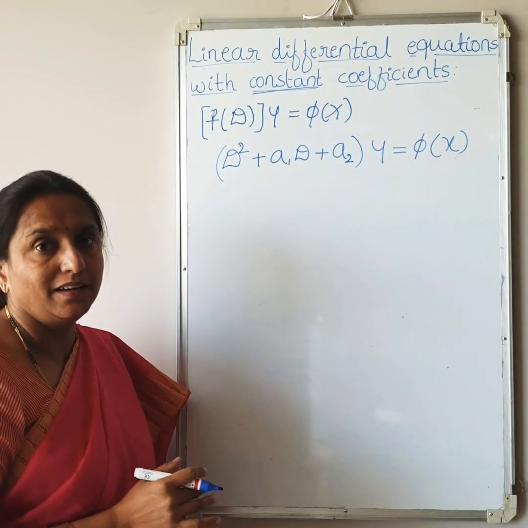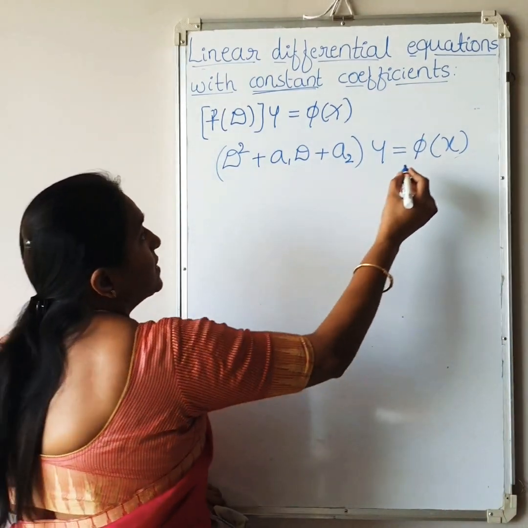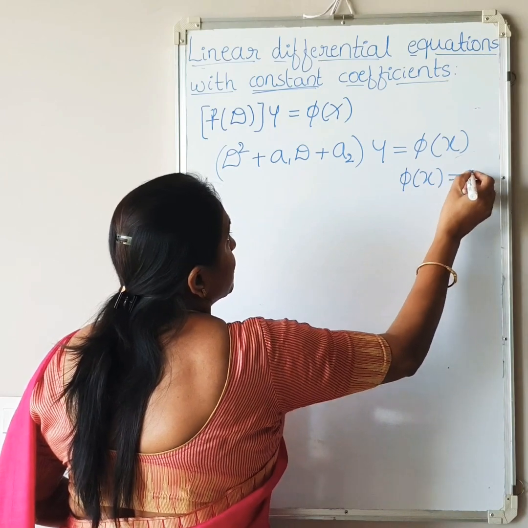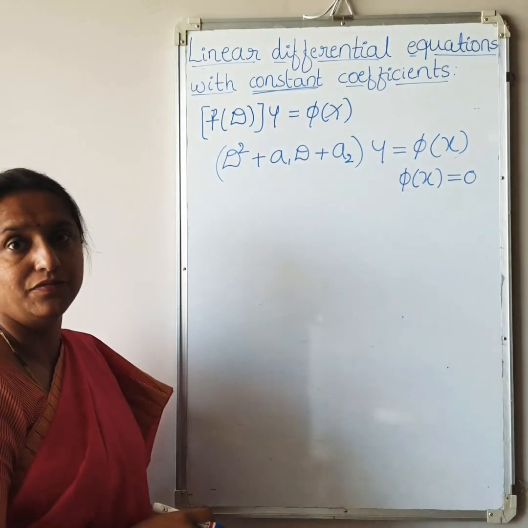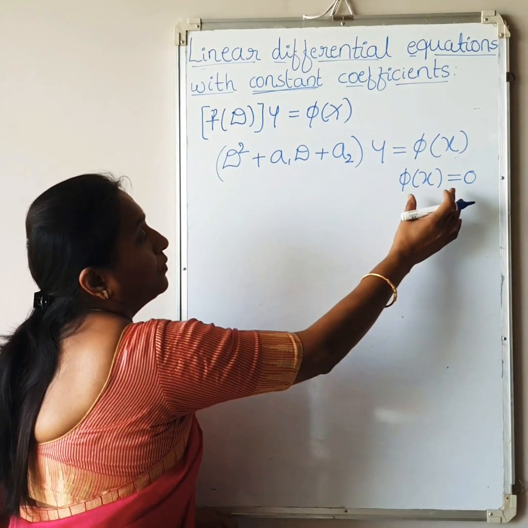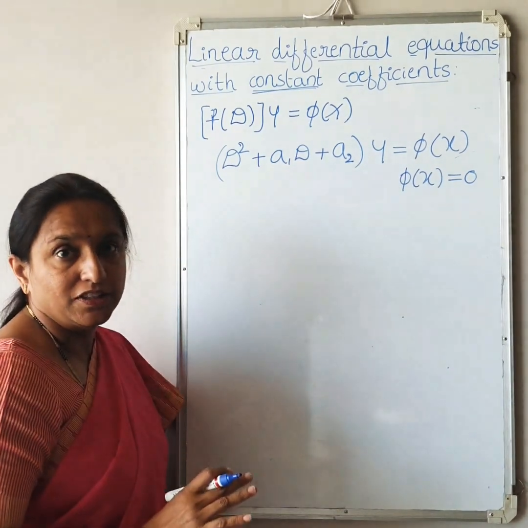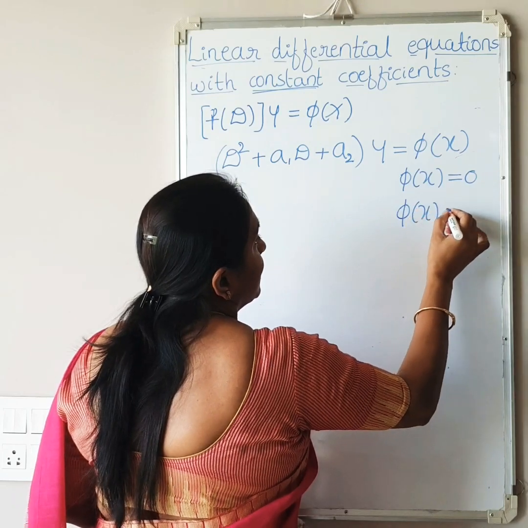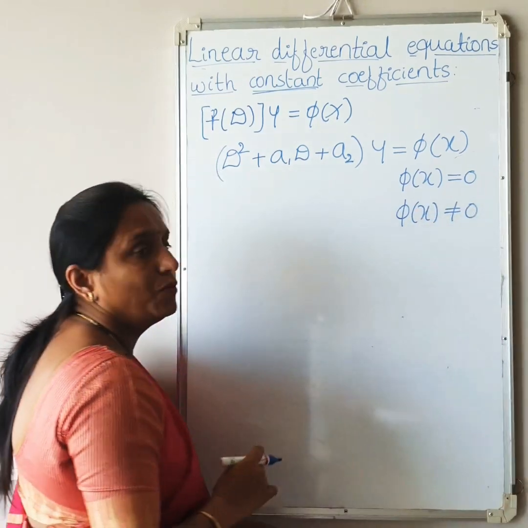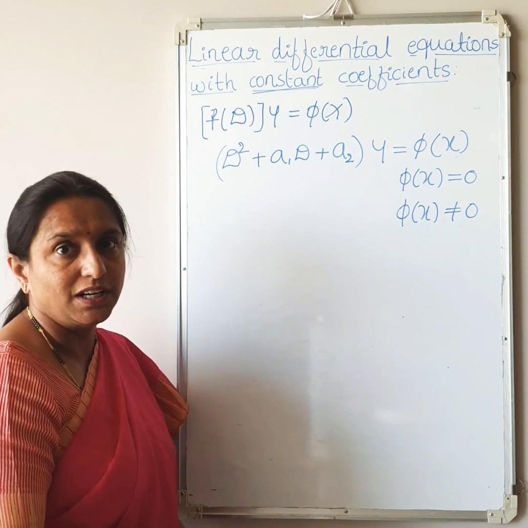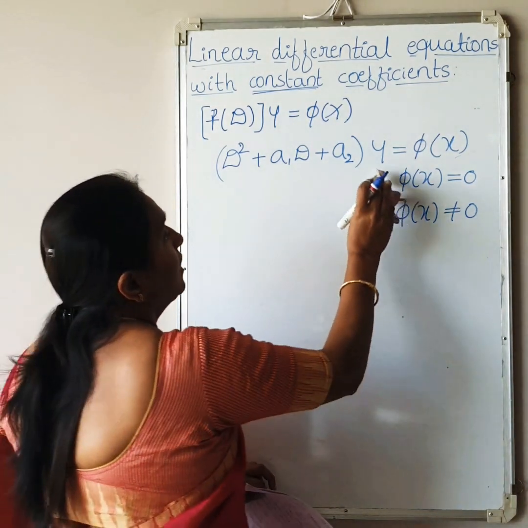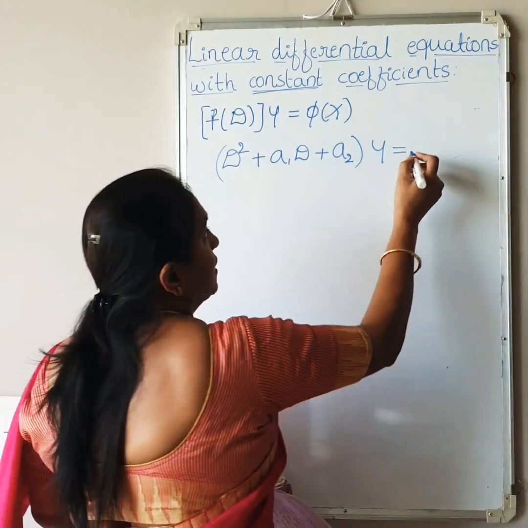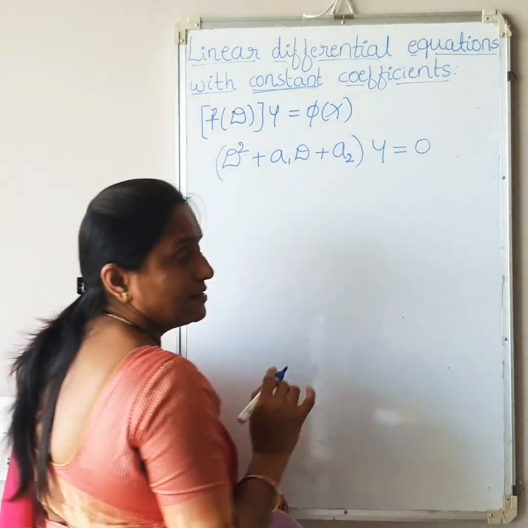It is a quadratic equation. In this one, suppose phi of x is equal to 0, then this equation is called a homogeneous linear differential equation. Suppose phi of x is not equal to 0, then it is called a non-homogeneous linear differential equation. Now we'll study the homogeneous linear differential equation first, so phi of x is 0.